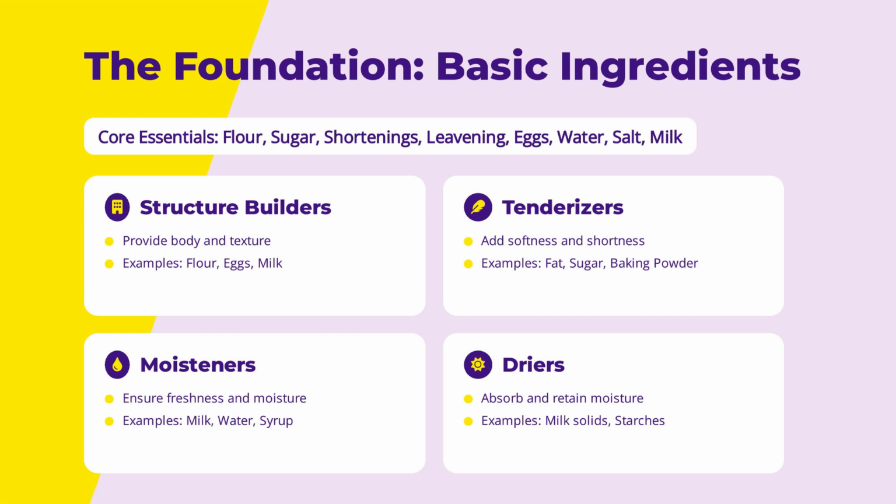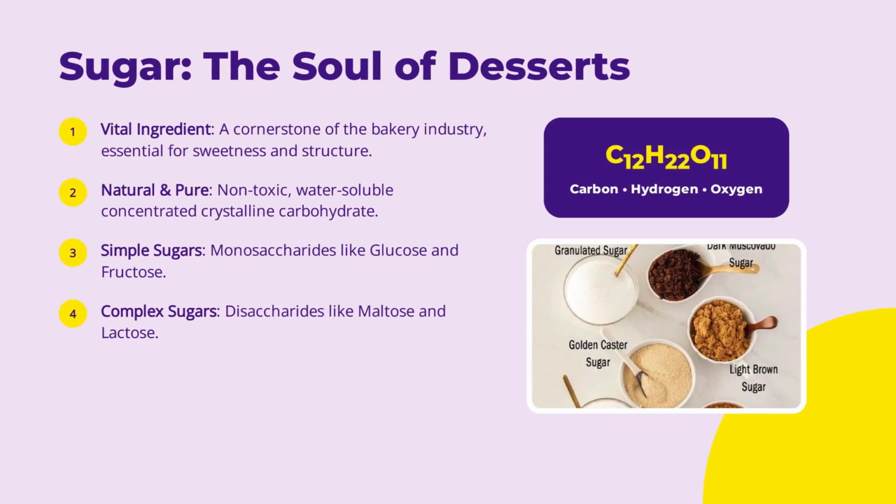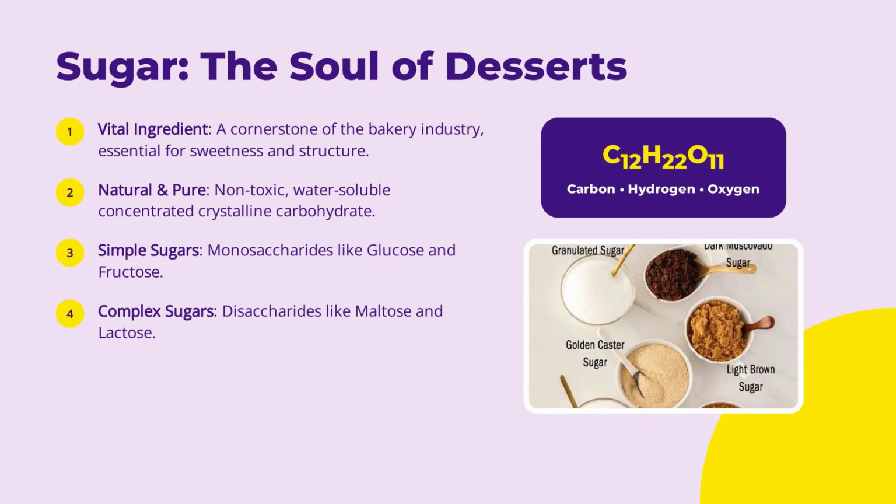Finally, we have dryers. Dryers absorb and retain moisture, helping maintain the desired texture. Milk solids and starches are good examples of ingredients that perform this function. As we continue through this lecture, you'll notice that many ingredients actually perform several of these functions at the same time. Let us now begin with one of the most important ingredients in bakery science, sugar.